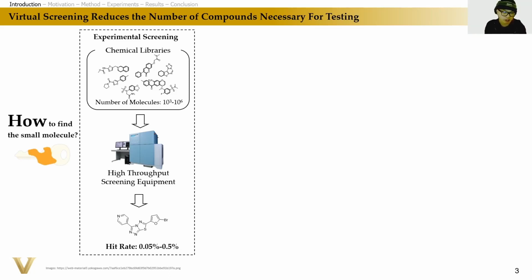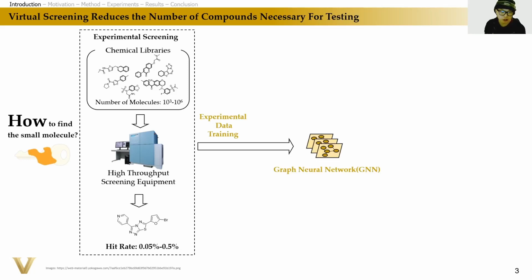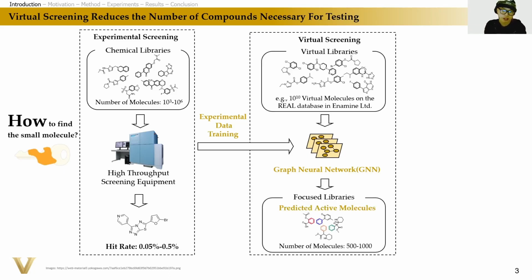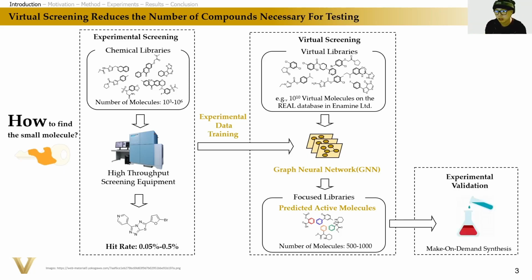So one way of improving this process is to use experimental data to train a graph neural network, or GNN. And then we can use the trained graph neural network to screen a much larger virtual libraries and prioritize those predicted active molecules for further experimental validation.